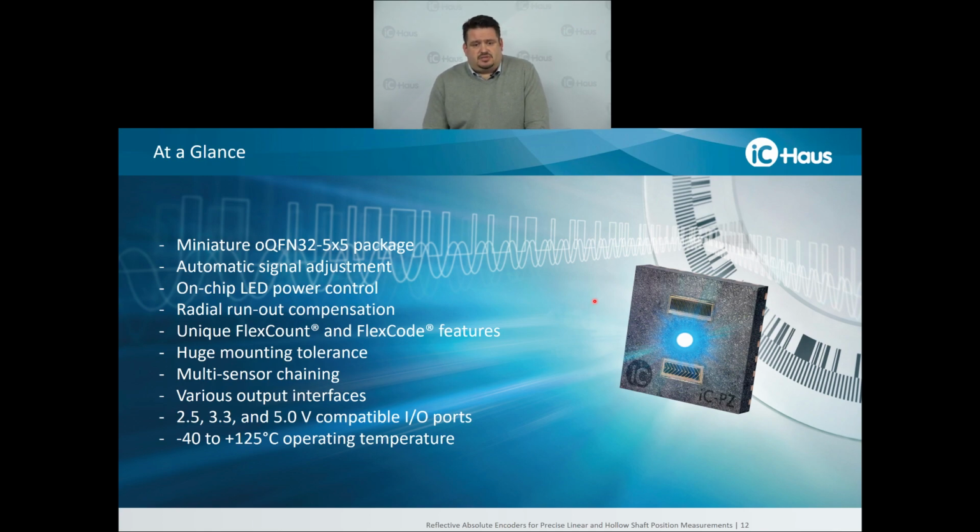We also have, and this will be shown by my colleague later on, runout compensation if there is some tolerance in eccentricity by applying the code disk on a shaft. We have these unique features like flex count, flex code, the huge assembly tolerances. There is also a wide operating temperature range of -40 to 125 degrees. So that's from my side about the unique features and facts.